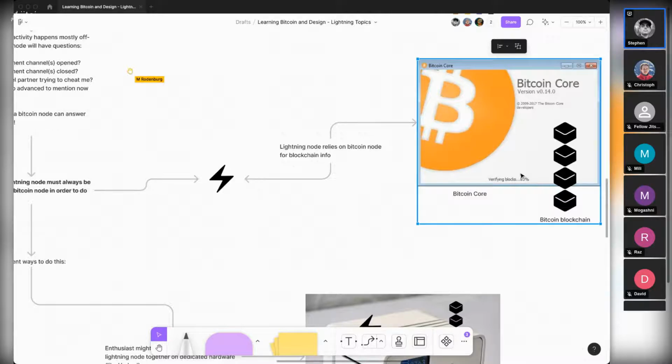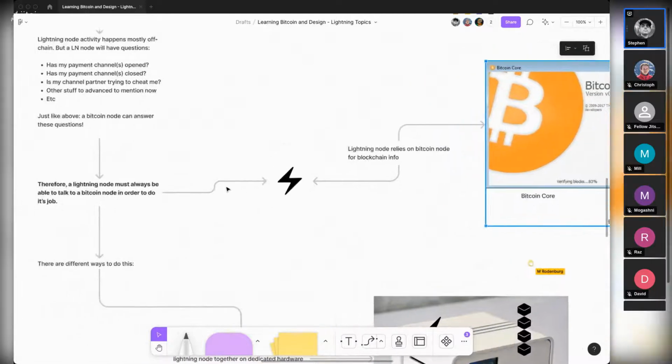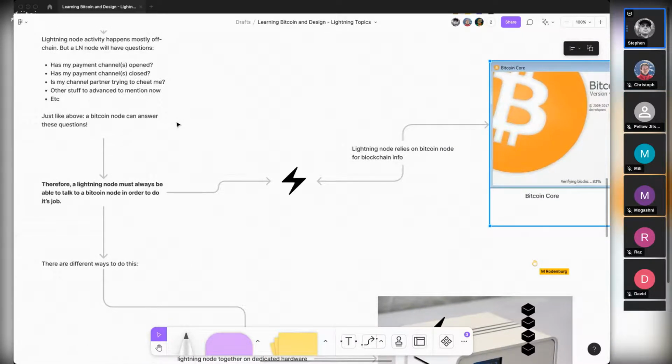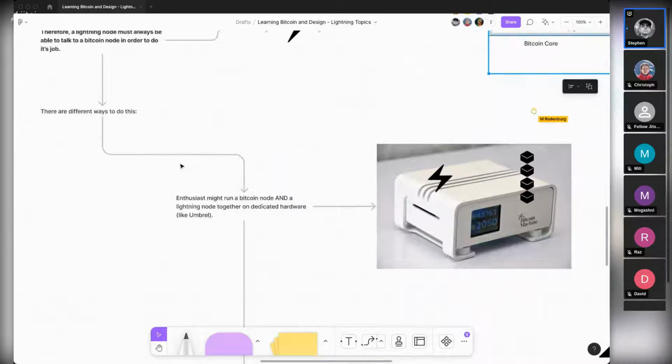It's really just a computer running this piece of software. It's got a copy of the blockchain. The Lightning node is going to ask it questions. These kinds of questions right here. So there's a couple different ways you could do this. And I'm going to start with some of the ways you wouldn't see ordinarily, and then get to the kind of stuff you would see.